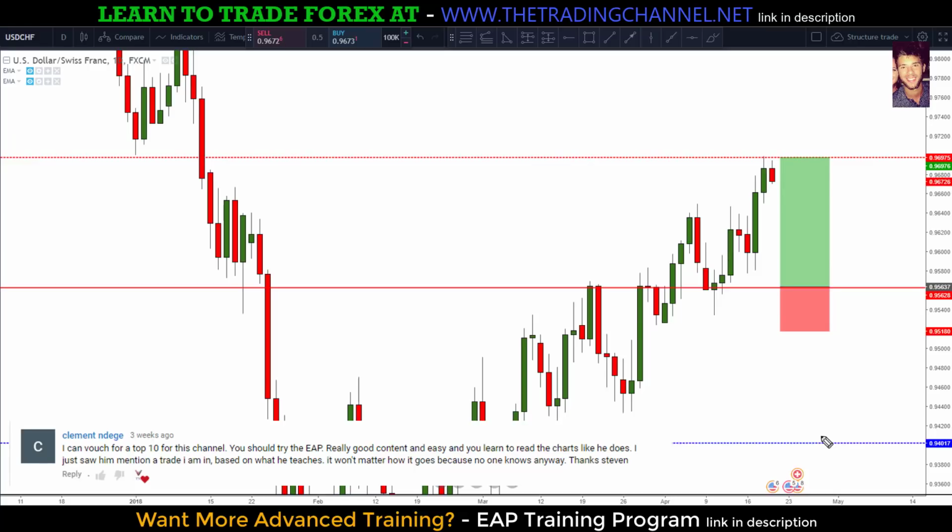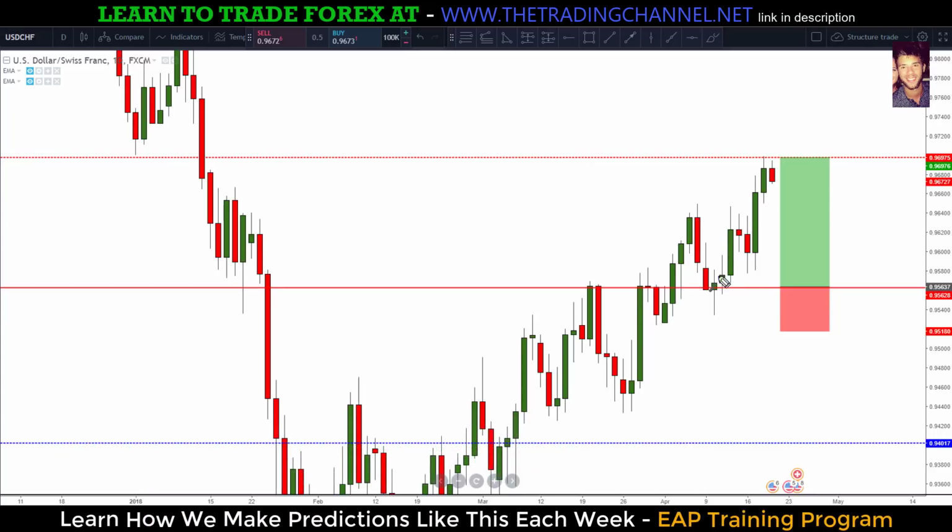So now that we've talked about what we're using, let's go ahead and apply this to some other markets. Here we have the dollar Swiss, right? We've already talked about last week's prediction on this pair. It was a move up, and we also talked last week about a prediction of this market coming into 0.967 and possibly finding resistance. It's exactly what we're still expecting.